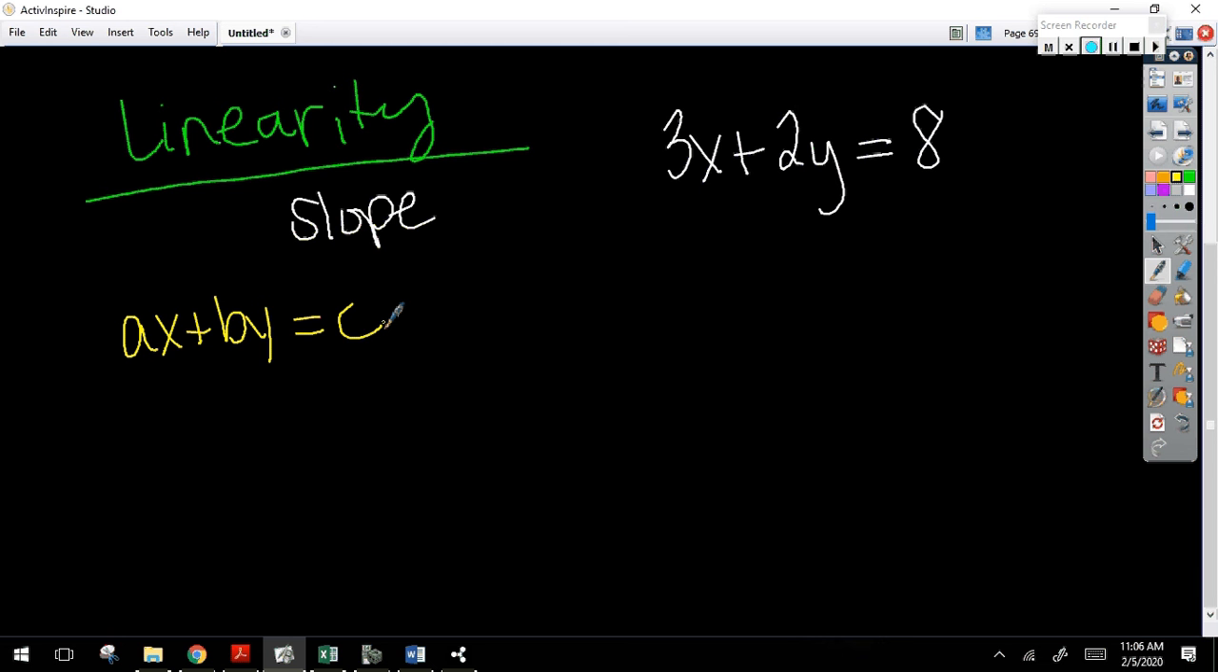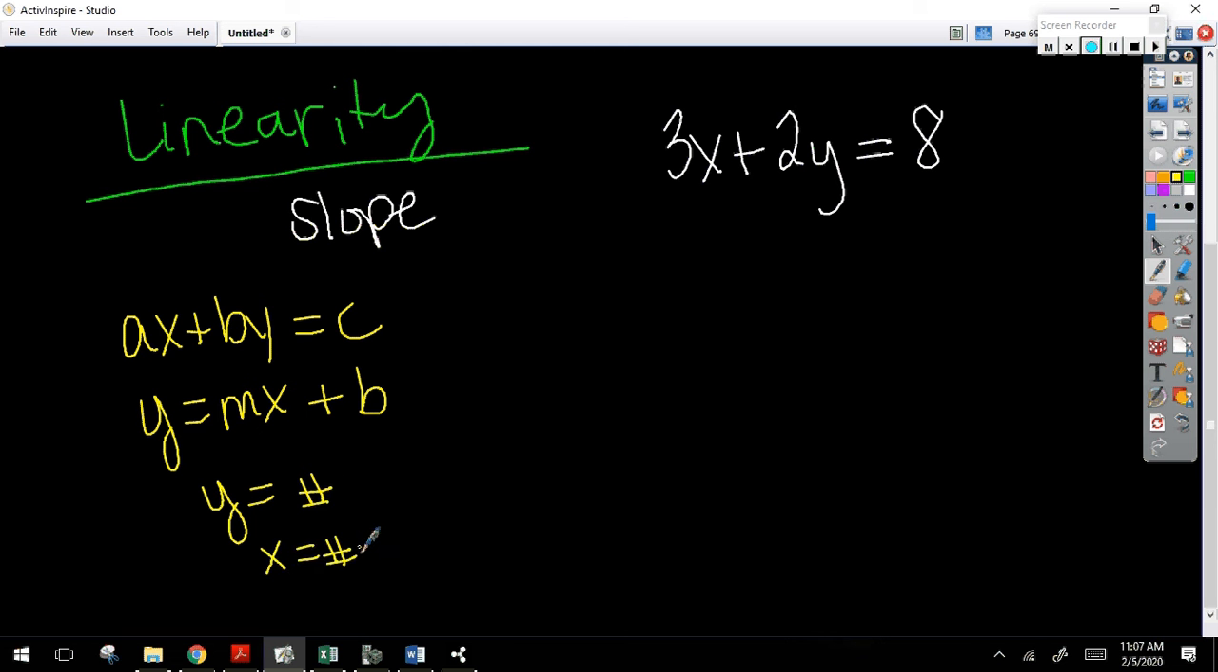Here's the thing: if you can write it in any of the forms that we have talked about of a line, then it's linear. If it's y equals a number or x equals a number, those are both linear equations. They both form a line. Point-slope form is y minus y1 equals m times x minus x1. If it can be written in any of those forms, then absolutely yes, it is a line.